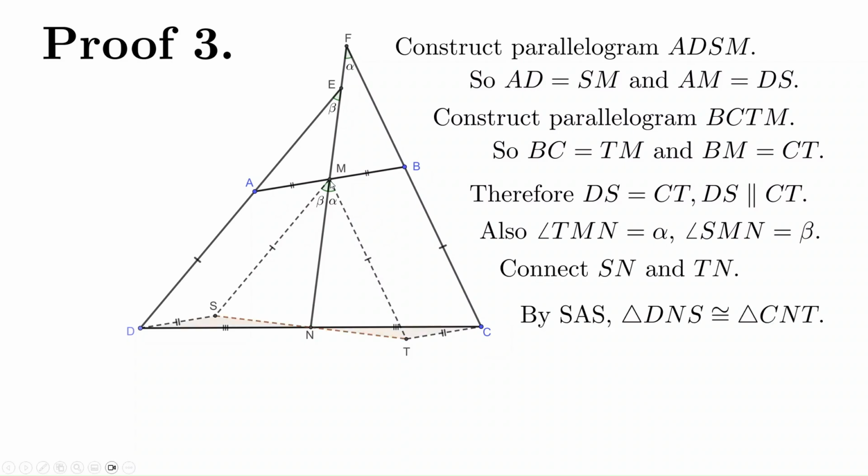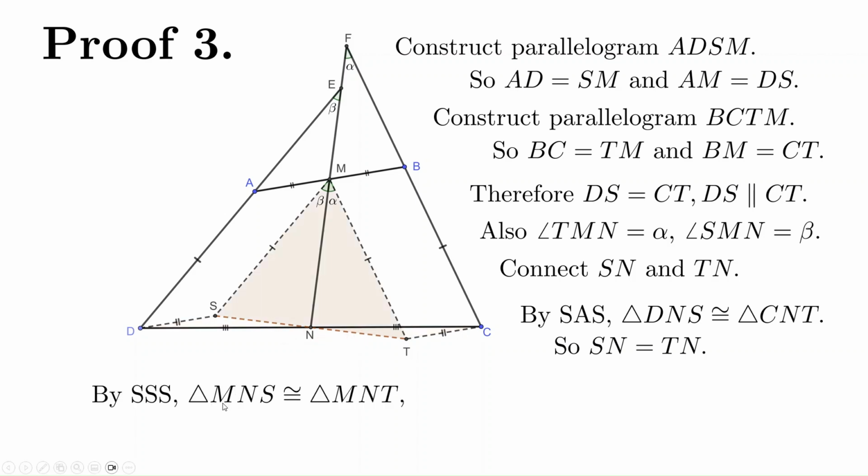Now, let's compare triangles DNS and CNT. There are two pairs of congruent sides, and also they have the alternate interior angles we just mentioned. So they are congruent, and as a result, the third pair of sides, SN equals TN.